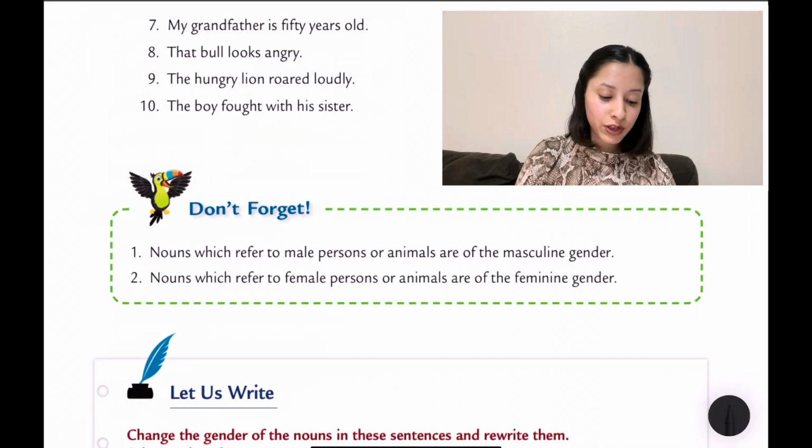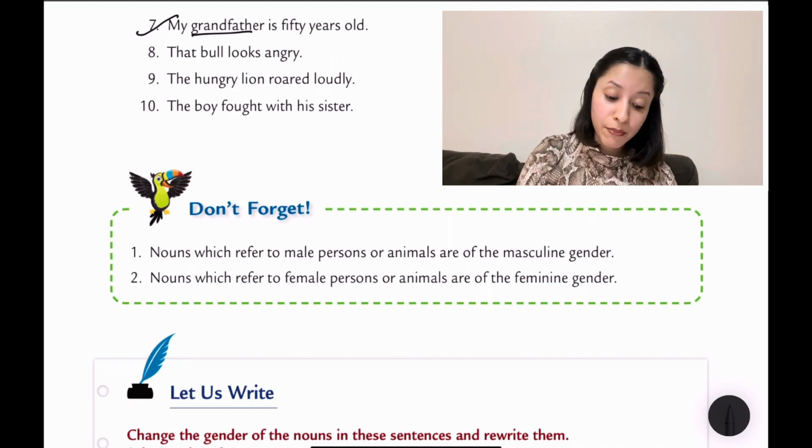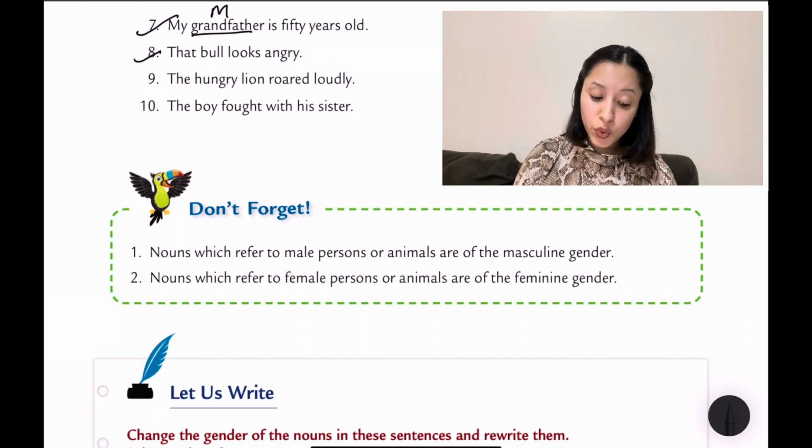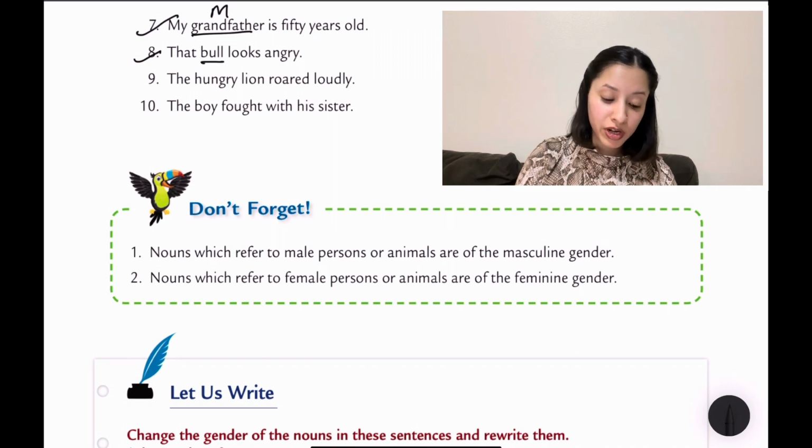Now see the seventh one. My grandfather is 50 years old. What is the noun here? Grandfather. Now grandfather is masculine gender or feminine gender? Masculine. So you will write M. Now see the eighth one. The bull looks angry. Bull. Bull is masculine or feminine? Masculine. So you will write M.